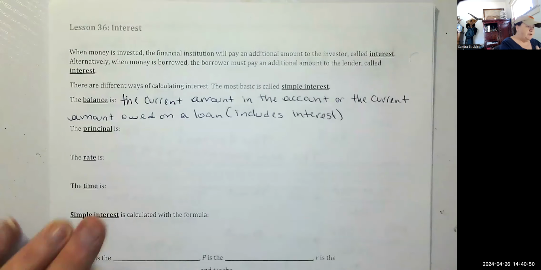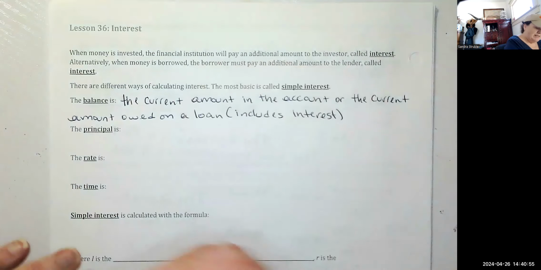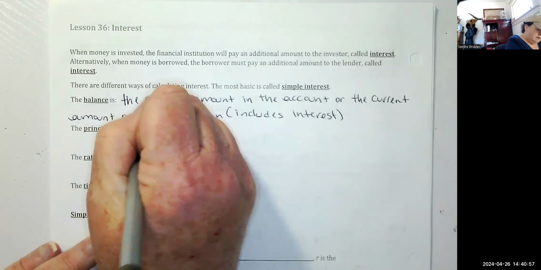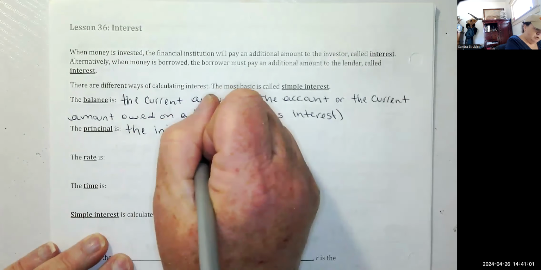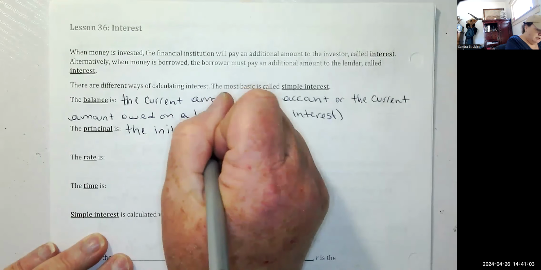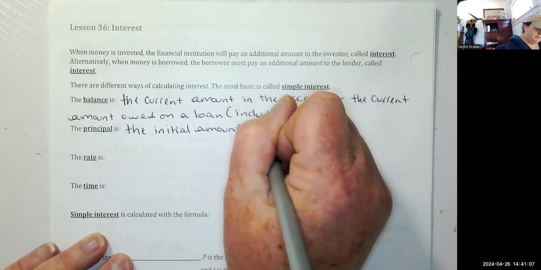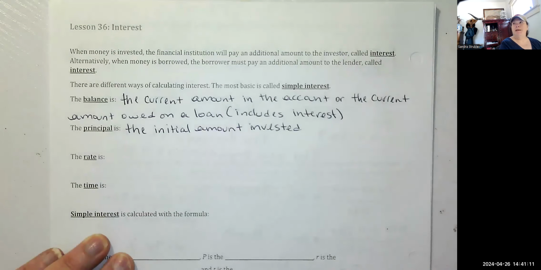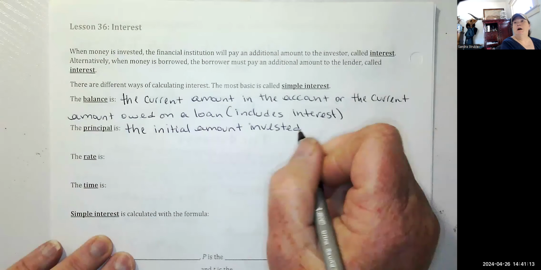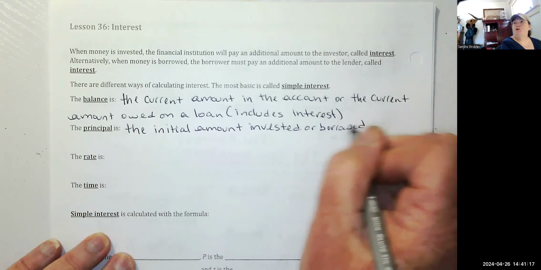Okay. The principal is the initial amount that's either invested or borrowed. It's the initial or beginning amount. Use whichever words you want to use. The initial amount invested or borrowed. So if it's invested, it's the amount of money you put into the account to make money from the bank. If it's borrowed, it's a loan that you took out.